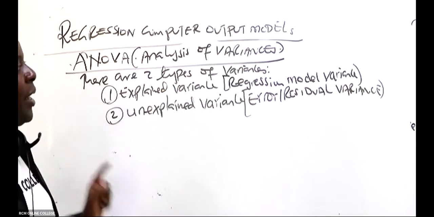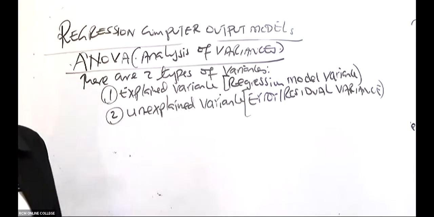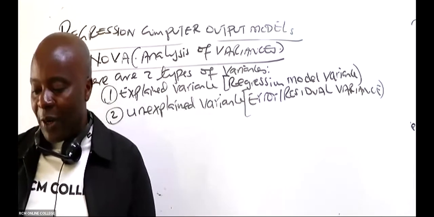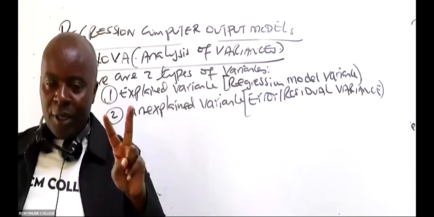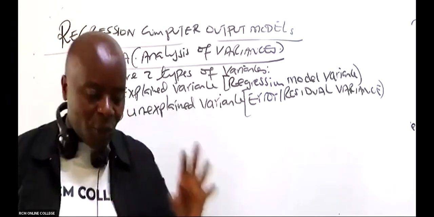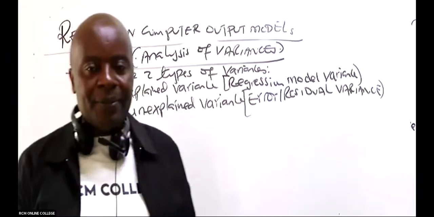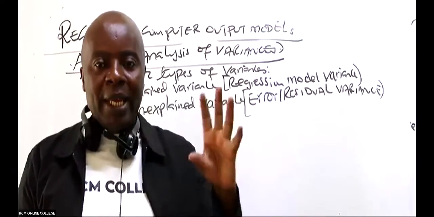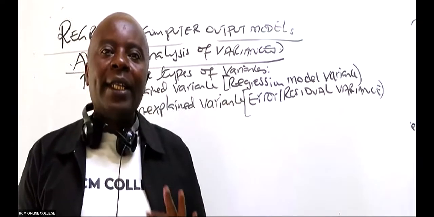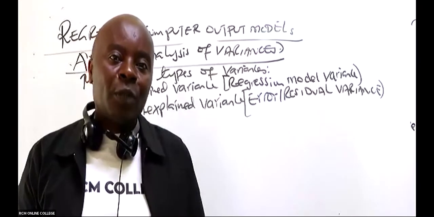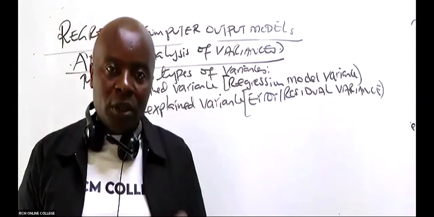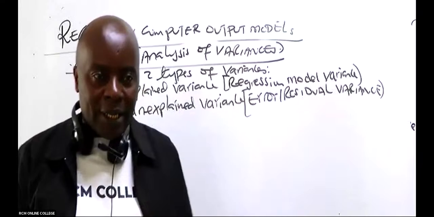We're supposed to know that whenever you're looking at what we call the ANOVA table, we have how many types of variances? Two. The first one is what regression can manage to explain. Regression will be able to explain some variances. And there are variances that regression will never explain. We call them residual or what here somebody, error.